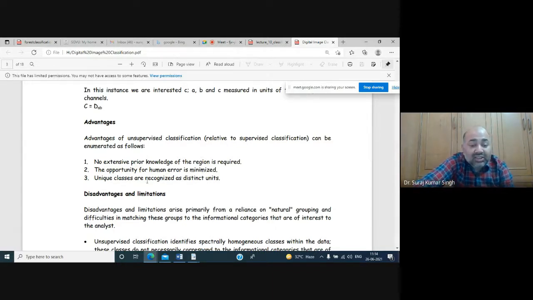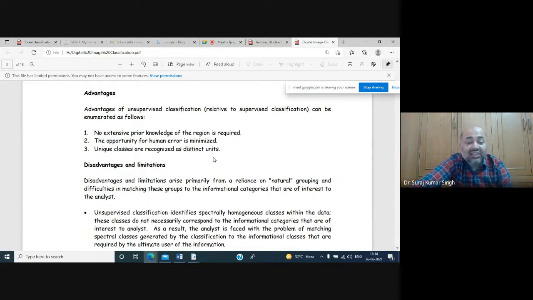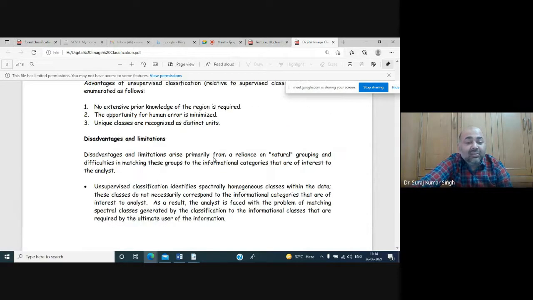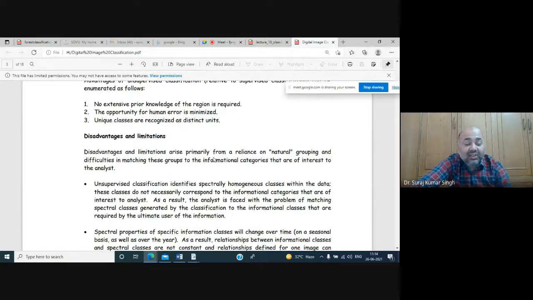So unique classes are recognized as distinct units. So obviously it will have distinct units and we can identify the different classes. But when you are saying that each and every operation has an advantage, when you have an advantage, there is always a limitation and a disadvantage related to any of the classification techniques.